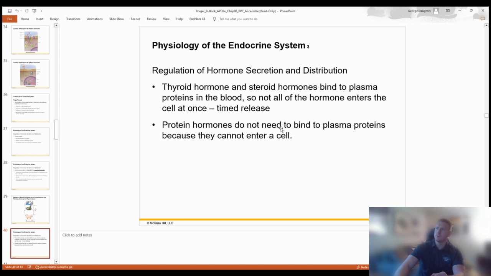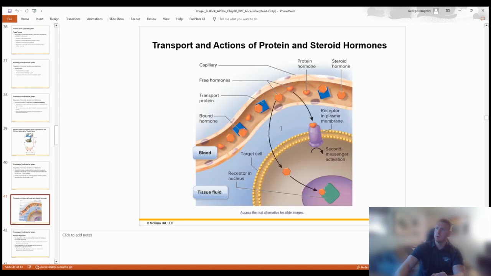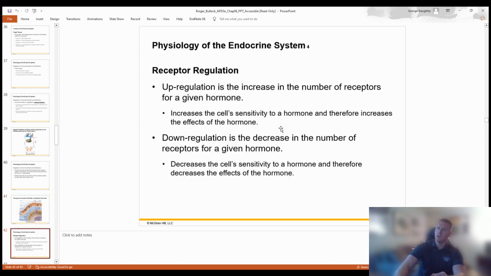Okay, regulation, protein transport, action. Okay, we already talked about that. Tissue, binding receptors. Okay, and now let's talk about a process before we get into a positive feedback loop.